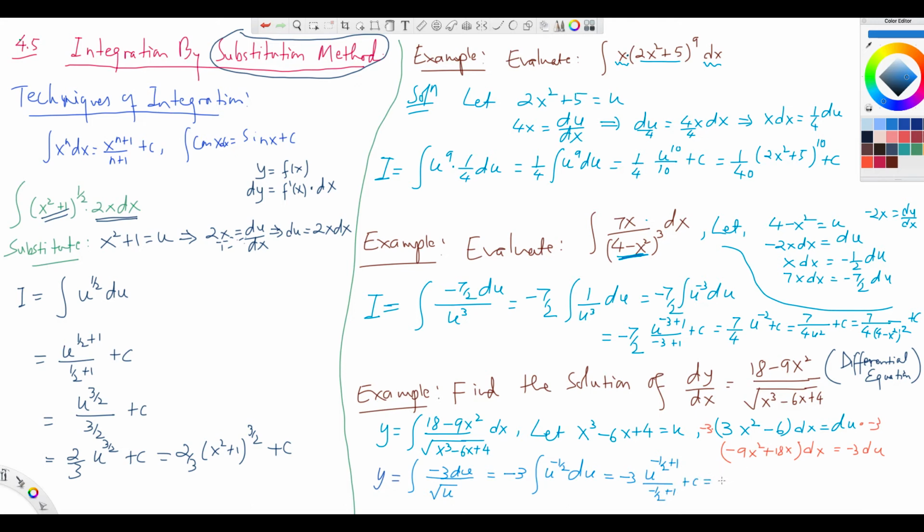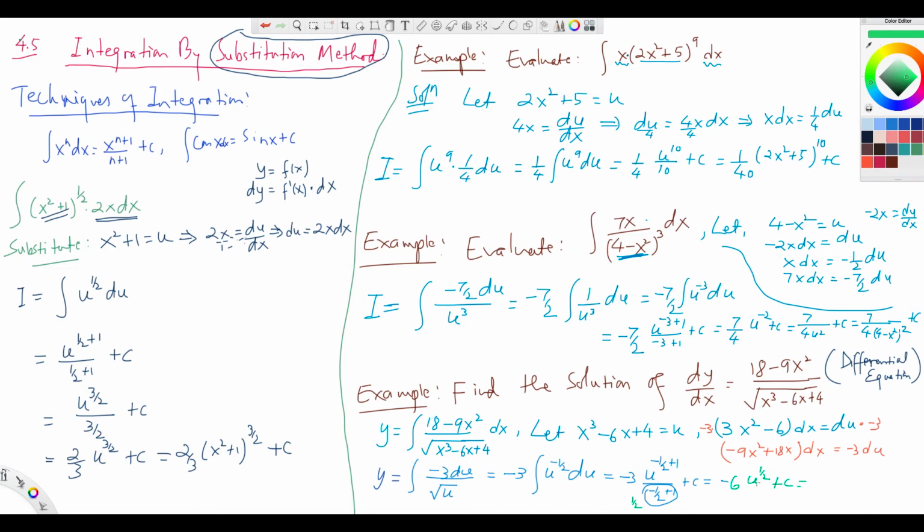So what do you get? Negative 3, and this quantity will be 1/2, right? This quantity is 1/2, so that is positive 1/2, but it is in the denominator, so if you write the reciprocal, that will be negative 6, and then u to the positive 1/2, right? That's what you get. So plus c is there.